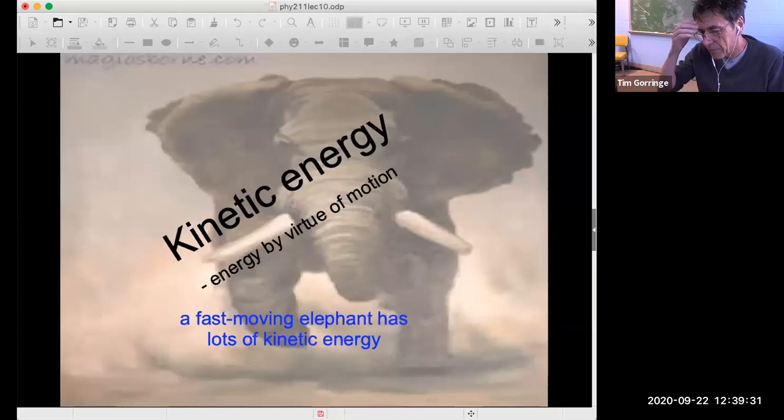So let's start with kinetic energy. And as I say, the important thing about this is it's a type of energy, a brand of energy, a form of energy that is associated with movement, that is by virtue of motion. And just to give you an idea, if you had a fast-moving elephant, that would correspond to an object or a body with lots of kinetic energy. If you had a slow-moving beetle, that corresponds to an object or a body with just very little kinetic energy. So it's a characteristic of the body and of the motion of the body.